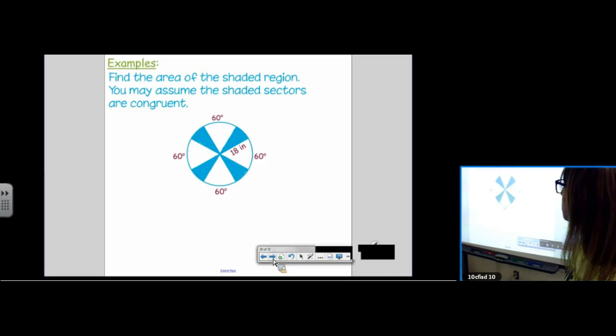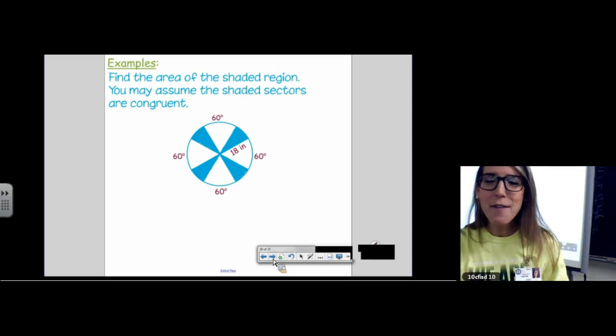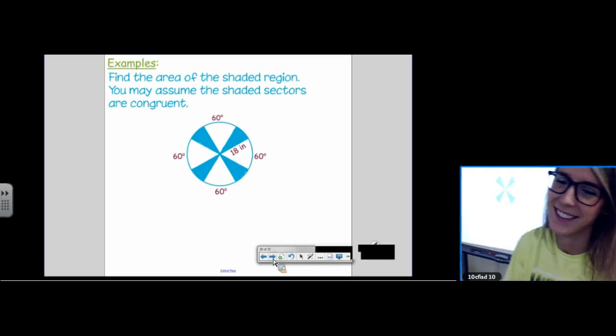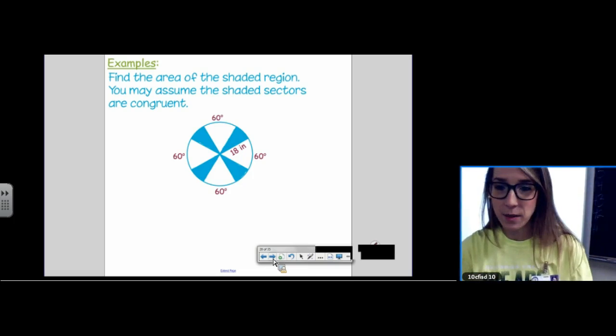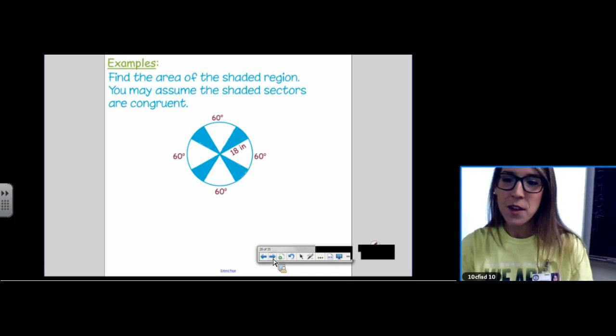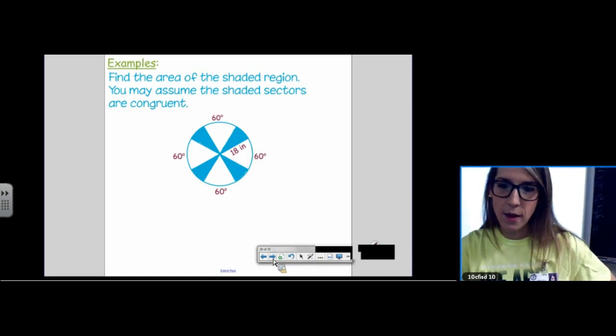Find the area of the shaded region. You may assume that the shaded region's sectors are congruent. Find the area. It kind of looks like a radioactive symbol, huh? I love assuming. That's so cute. So we can go about this 2 ways. We can find the area of the unshaded regions and subtract them from the total, or we can find those missing arc measures and then find the area of the shaded regions. I say we go that route.